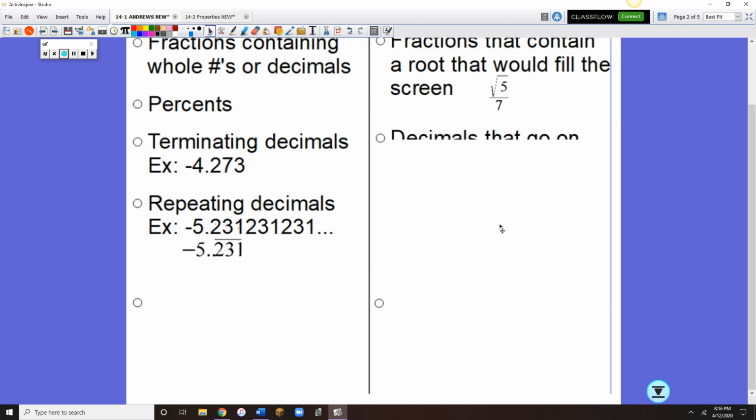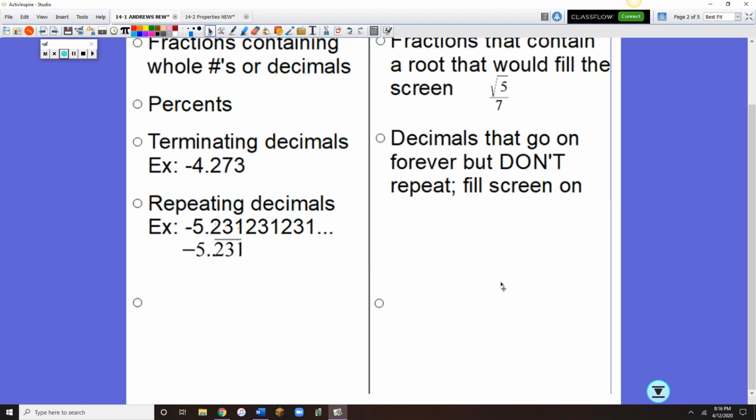The difference would be irrationals would include decimals that go on and on forever, but they don't repeat. They fill the screen on your calculator. Okay? So, for example, 4.13953848. Now, the fact that there's 2 8s in there, that doesn't count as repeating. Dot, dot, dot. That indicates this decimal does go on forever. 8 is not the last digit, so it's not terminating, it's going on forever, but this is not repeating in any way.